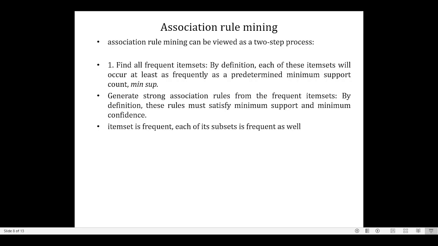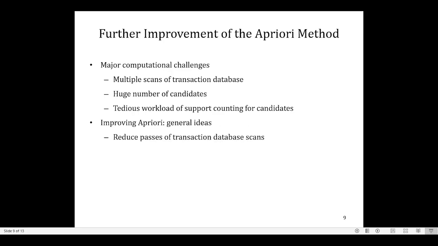Okay, let us understand association rule mining. It is a two-step process. Number one, we find all the frequent item sets, and number two, we generate the strong association rules. There are certain improvements of the Apriori method. Some of the major computational challenges include multiple scans of the transaction database, a huge number of candidates, and the tedious workload of support counting for candidates. The general idea to improve Apriori is to reduce the passes of transaction database scans.